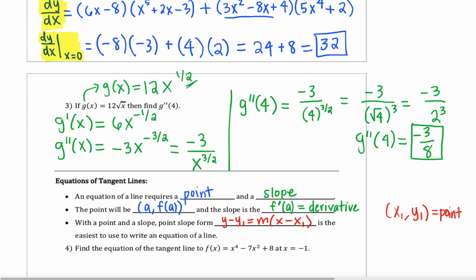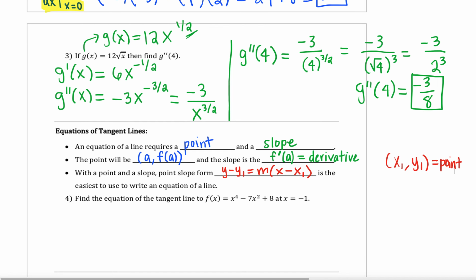And if we had a multiple choice question and we needed to get our answer into slope-intercept, once I put it in point-slope form, then we could easily distribute the slope and isolate the y to get it into slope-intercept form. But since we have to get a slope from our derivative and a point that we're given, then point-slope form would be the easiest way to get that equation, and then we can manipulate from there if need be.